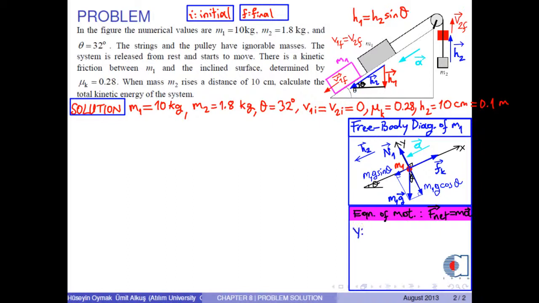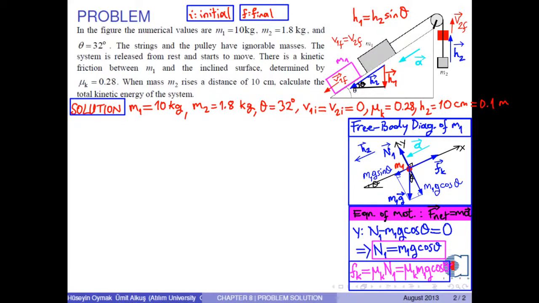Because there is no motion along the y-axis, we have the net force on this axis as N1 minus m1g cosine theta equal to 0. Therefore, the normal force becomes m1g times cosine theta. The kinetic friction force has the expression Fk equals mu k times N1. As a result, we obtain Fk equals mu k times m1g times cosine theta. Okay, that's all about the free body diagram and equation of motion for m1.